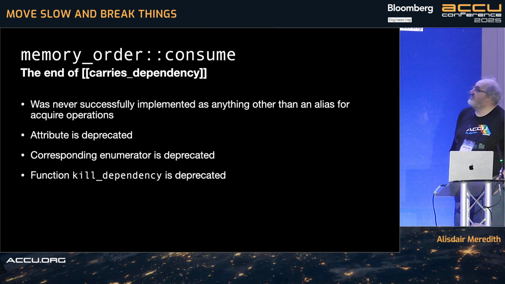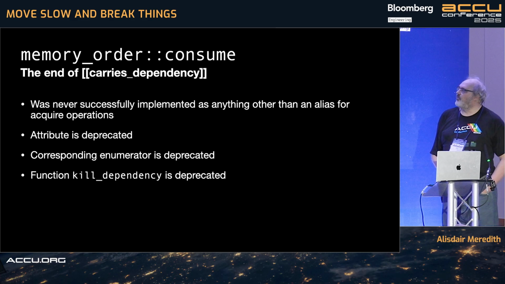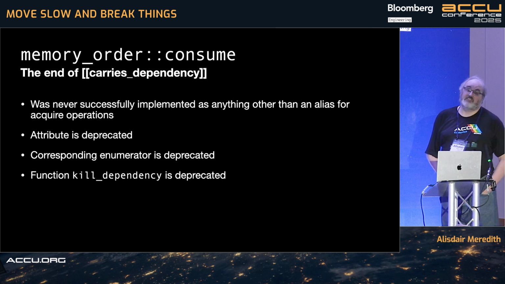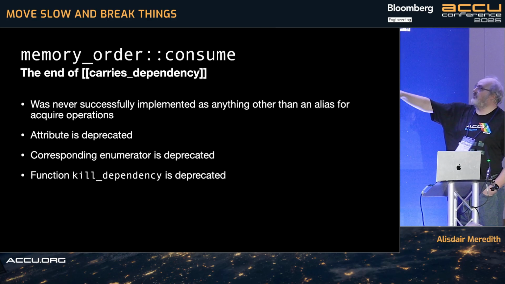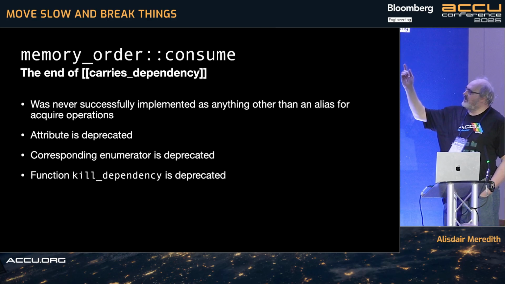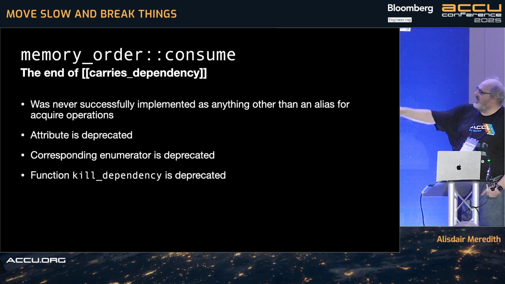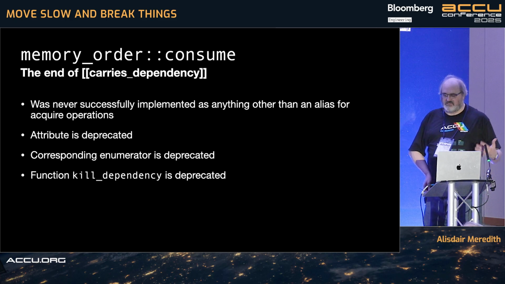Memory order consume with the carries dependency attribute was an ambitious feature. We tried to do something with some of the more ambitious hardware memory models, but we never really got this to work in any way other than just being the same as the acquire operations. So we're deprecating those, and they are now synonyms for the acquire operations. So the attribute is gone, not deprecated, sorry. The enumerator in the enum is deprecated, and the kill dependency function that was designed to interact with this is again deprecated and does nothing.